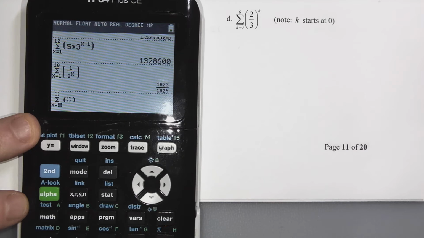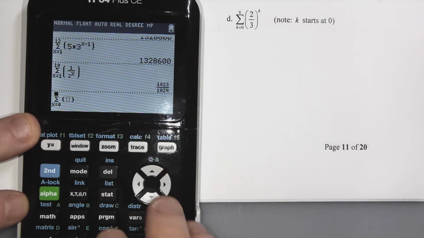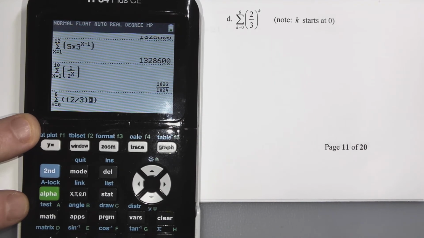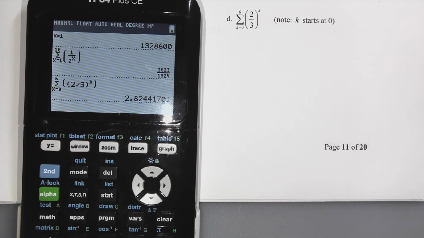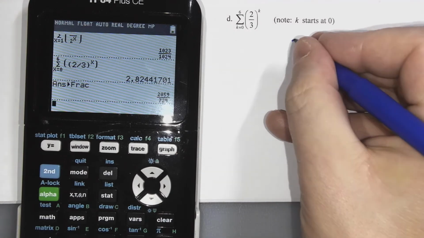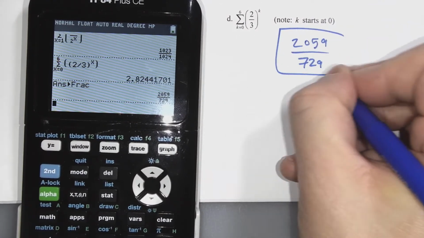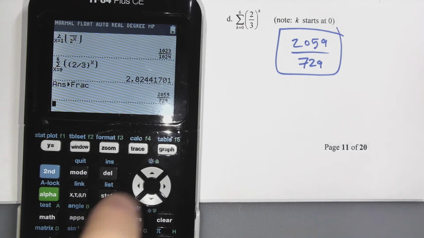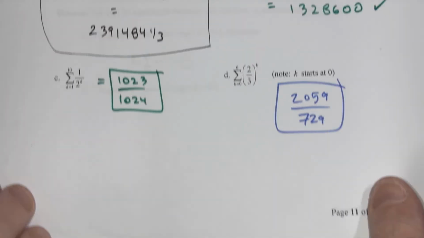let's just do x equals 0 to 6 of 2/3 to the k. 2/3 to the x in this case. The answer is... can I change it into a fraction? Yes, there we go. 2059 over 729. Okay, make sure to try these out with the formula and also with the calculator so we know how to use both.